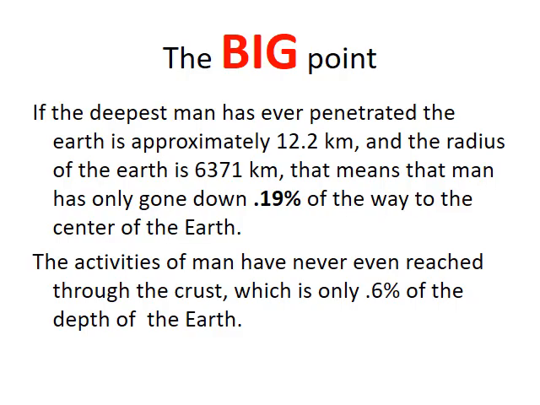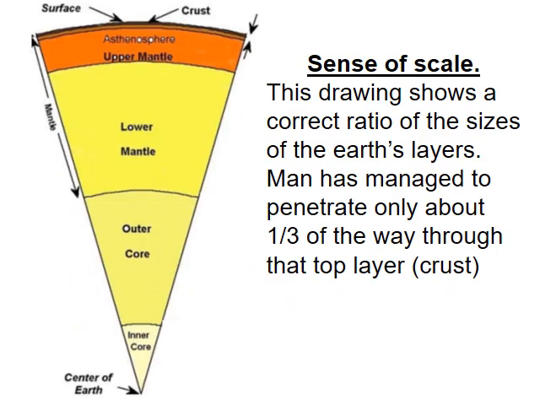So the big point here is the deepest we've ever gone is about 7.5 miles, which is about 0.19% of the way to the center of the Earth. So we haven't gone very far. We've gone less than 0.2% of the way into our planet. So for a sense of scale, here's what this really looks like. This is the relative sizes. The crust, you notice, is basically that thin black line at the top. So it's a very, very small portion of the Earth's mass.